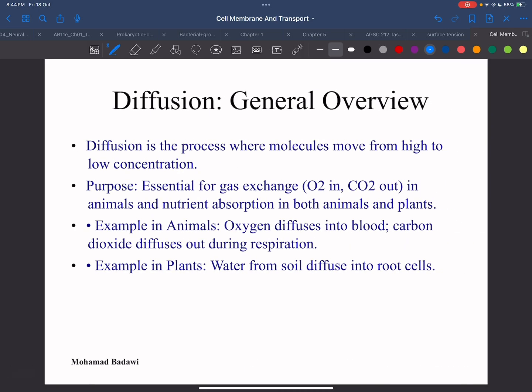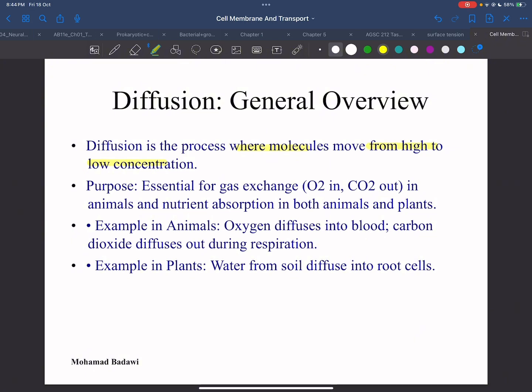Now let's talk about diffusion also in general. Diffusion does not necessarily have to occur across a membrane. If I spray perfume in a room, I can see the particles of the perfume diffuse throughout the room. That's why if I spray at the door, people sitting inside the room can smell the perfume. That's because of diffusion. So diffusion is basically the process where molecules move from high concentration to a low concentration.